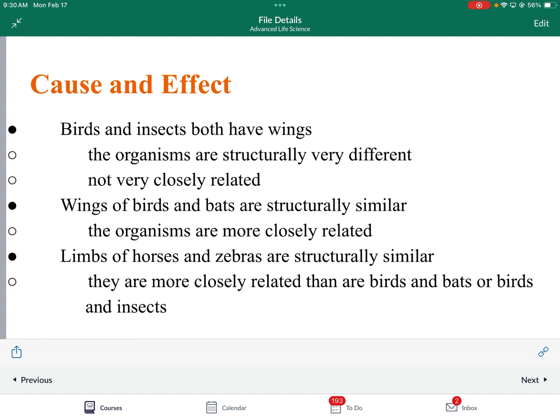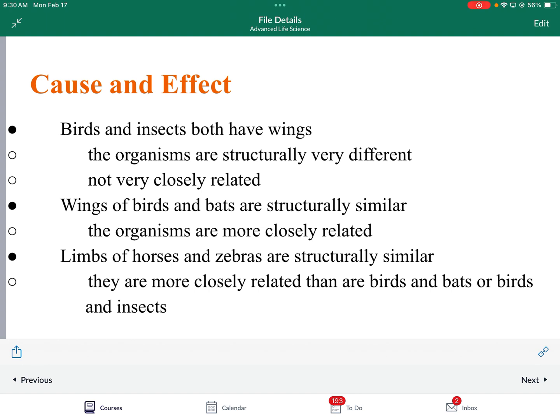Now, when we look at those analogous structures, like birds and insects both have wings, the organisms are structurally very different and not closely related. So the more similar the structures, the more closely related generally they are. Okay? Even if they have the same function, unless the structures are similar, they are probably not closely related.